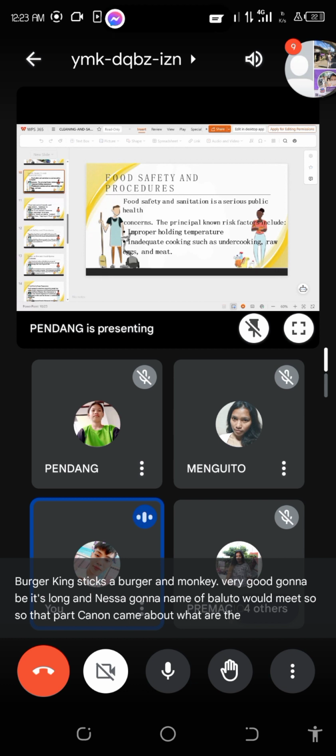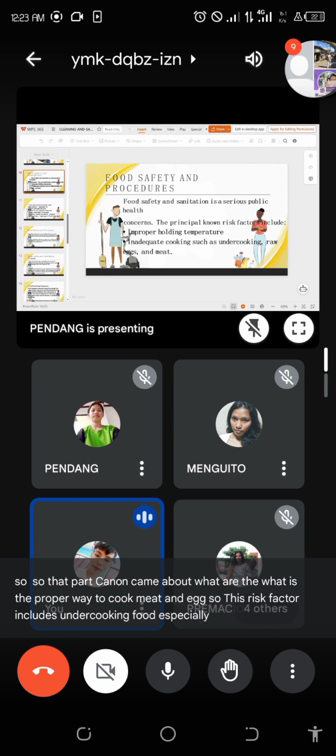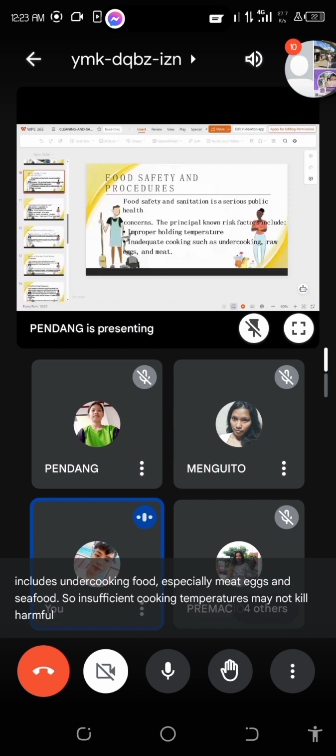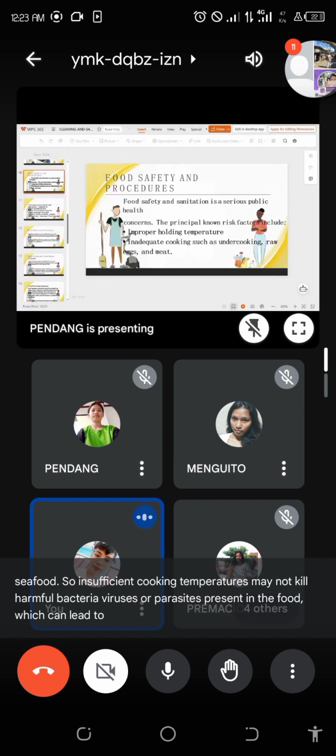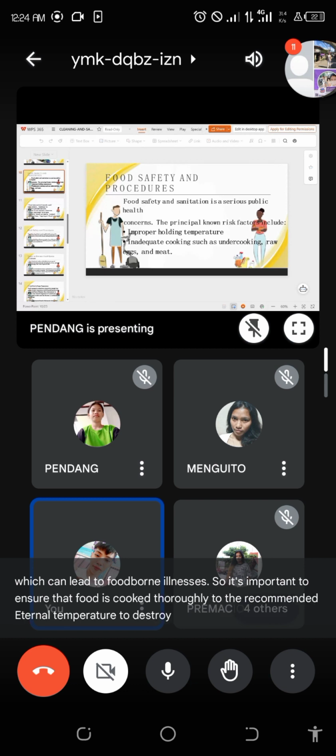What is the proper way to cook meat and egg? So, this risk factor includes undercooking food, especially meat, eggs, and seafood. Insufficient cooking temperatures may not kill harmful bacteria, viruses, or parasites present in the food, which can lead to foodborne illnesses. So, it's important to ensure that food is cooked thoroughly to the recommended internal temperature to destroy any pathogens.